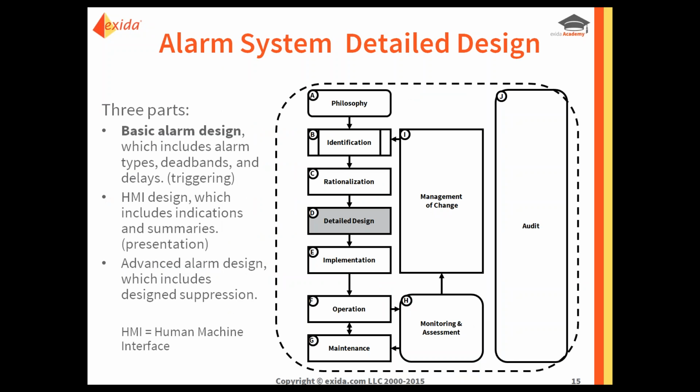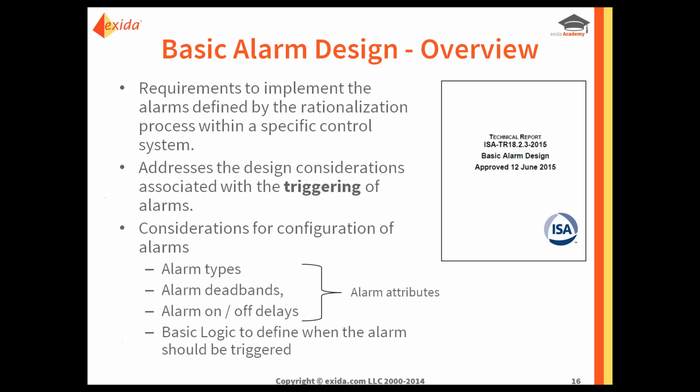So diving into detailed design, as I mentioned, it has 3 parts. We're going to focus on basic alarm design, which is concerned with the triggering of the alarm, so primarily related to its implementation in the control system. The second part is HMI design, or human-machine interface, the interface of the operator to the process through process graphics, displays and computer. That's concerned with the presentation of the alarm. The third stage is advanced alarm design, which deals with suppression, design suppression. We're going to primarily focus on basic alarm design, but we'll see some overlaps and exchanges with some of these other activities as well.